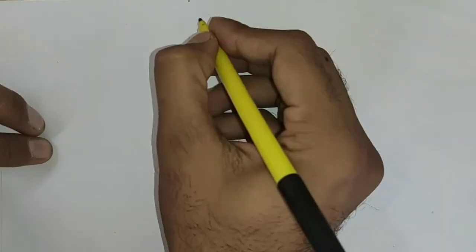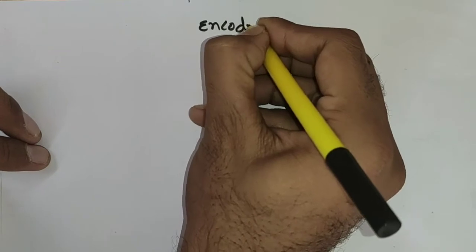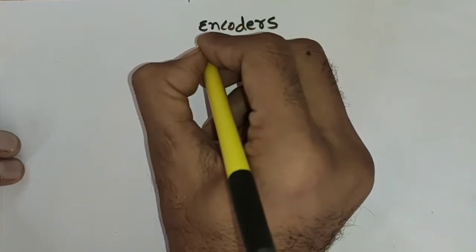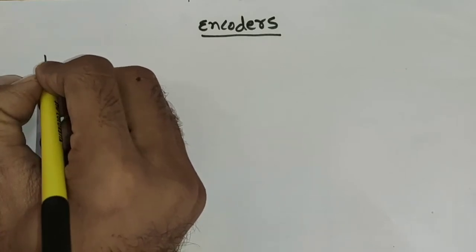Hello, good morning friends. In the last video lecture we discussed the multiplexer and demultiplexer circuit. Now today we are starting with the encoder. Now, the definition of encoder.